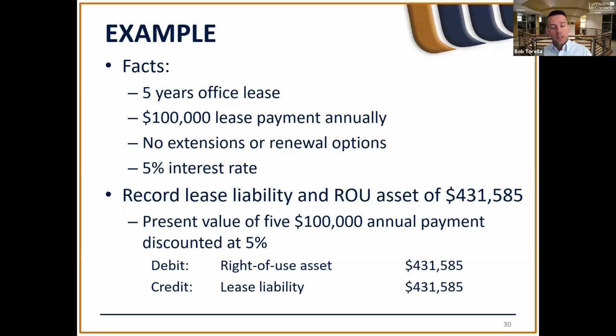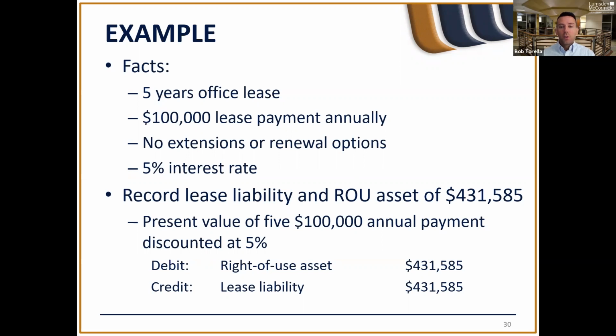So now that we've gone through all the technical components and described some of the implementation, let's get through some examples to actually see this in a practical sense. I've kept these pretty basic for ease of the example, and to show you the impact. So let's say a company has a 5-year lease. There's a $100,000 annual lease payment. There are no extensions or renewal options in the agreement, and the agreement actually states that it has a 5% interest rate on it. Okay.